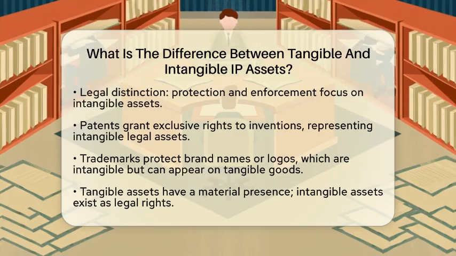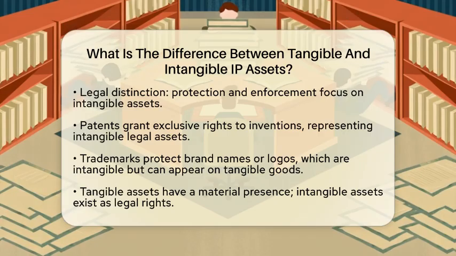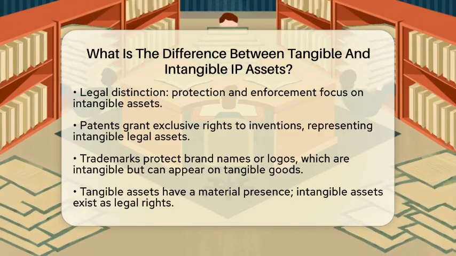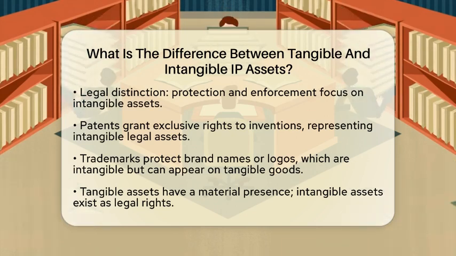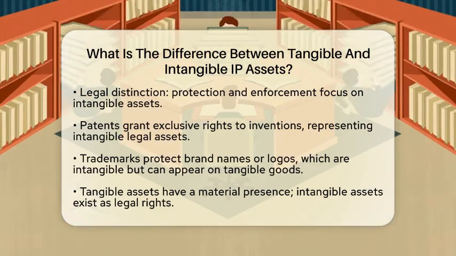Similarly, a trademark protects a brand name or logo, which is intangible, but it may appear on tangible goods or packaging. This distinction is important for businesses and creators who want to safeguard their innovations and brands. Let's look at some key differences.